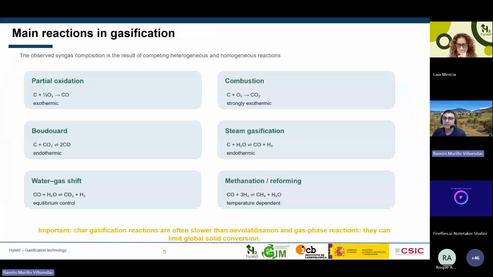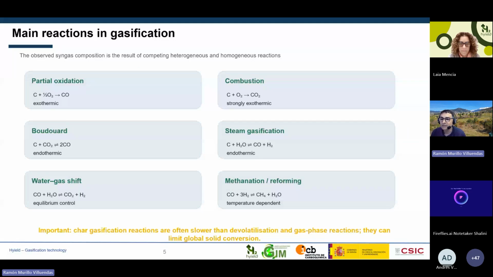This slide summarizes the main reactions involved in gasification. The first group is oxidation reactions. Partial oxidation of carbon produces carbon monoxide and releases heat, while complete combustion produces carbon dioxide and releases even more heat than the partial oxidation. These reactions are essential because they supply the energy required for the endothermic steps of the process.